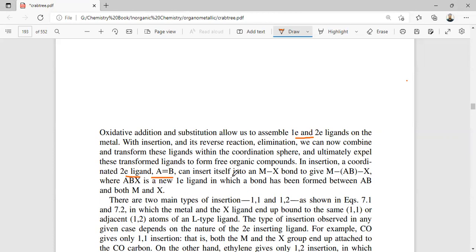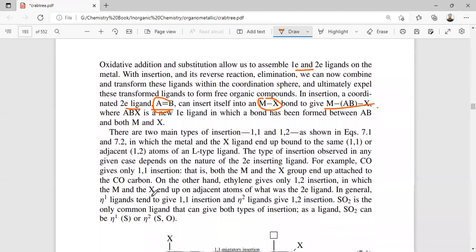A=B can insert itself into an M-X bond to give M-A-B-X, where ABX is a new one-electron ligand in which a bond has been formed between A, B, and both M and X. So here A=B is a ligand which inserts between the M-X bond to form this compound. So here the new ABX is a new one-electron ligand, where the new M-A and B-X bonds are formed. So there are two types of insertion reaction.